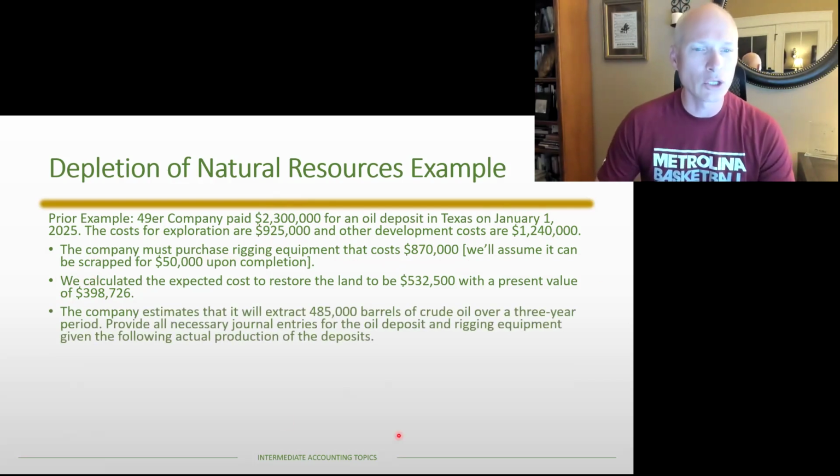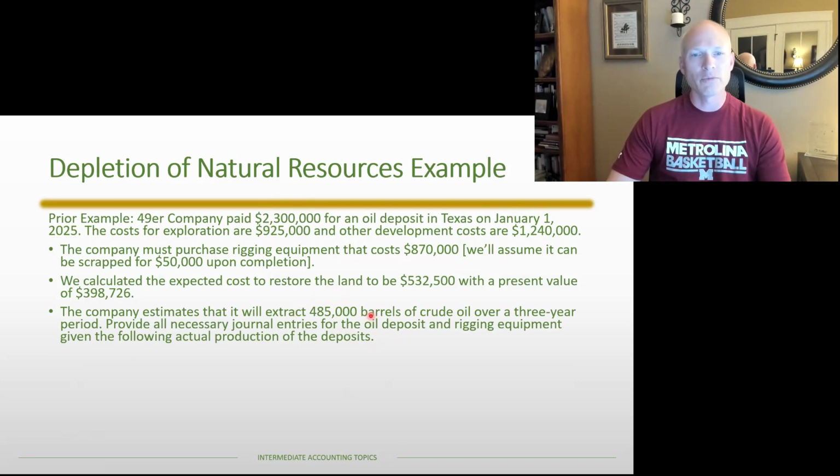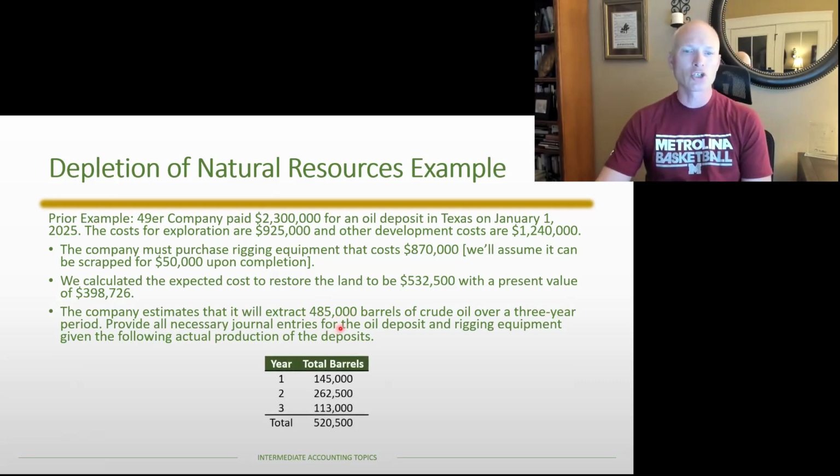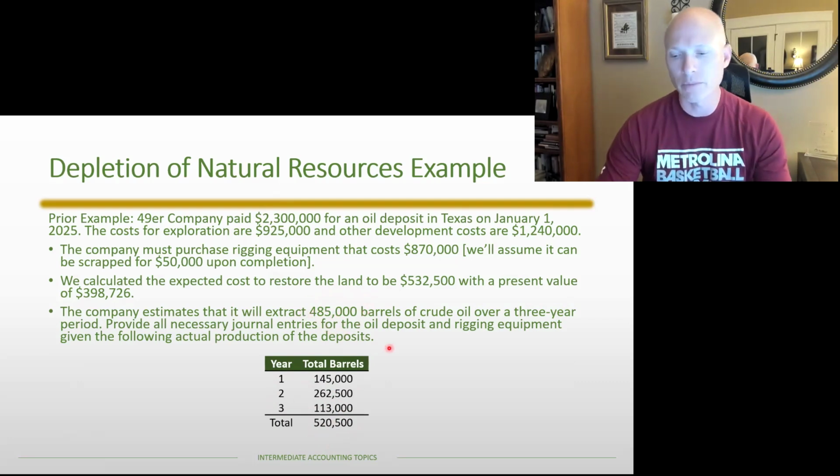And so now we're going to include some extra information, which is that the company estimates that they're going to extract 485,000 barrels of crude oil over a 3-year period. Again, we ignore the 3-year period and instead focus on the barrels of crude oil as our method for depleting the natural resource. So the actual production over the 3-year period, just to illustrate that we do stop once we hit that depreciable cost, or in this case the depletable base. And you can see that in total we produced more barrels than what we had expected. But again, we're going to stop our depletion as soon as we hit that depletion base or the allocation base.